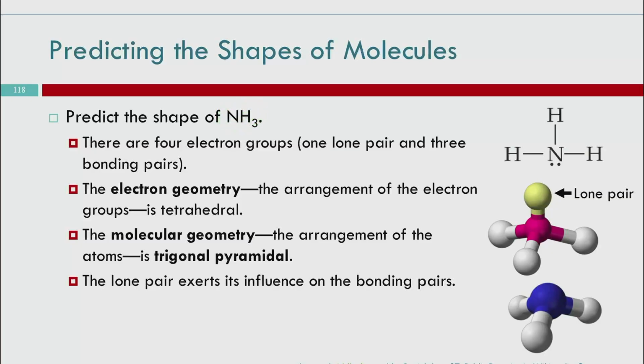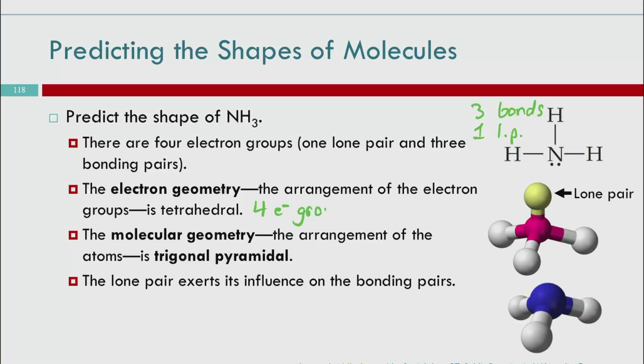So for NH3, we would come up with a Lewis structure like we see here on the right. We've got 3 bonds, 1 lone pair. So we still have 4 electron groups.